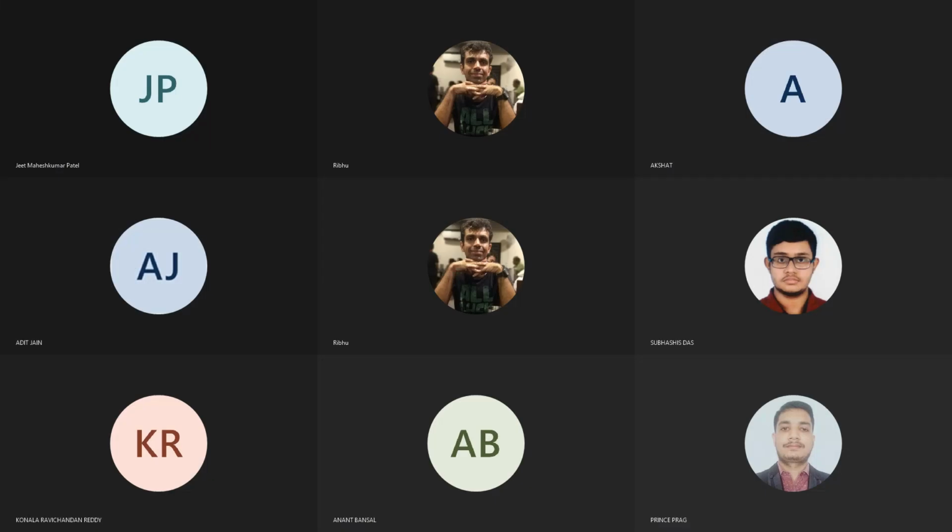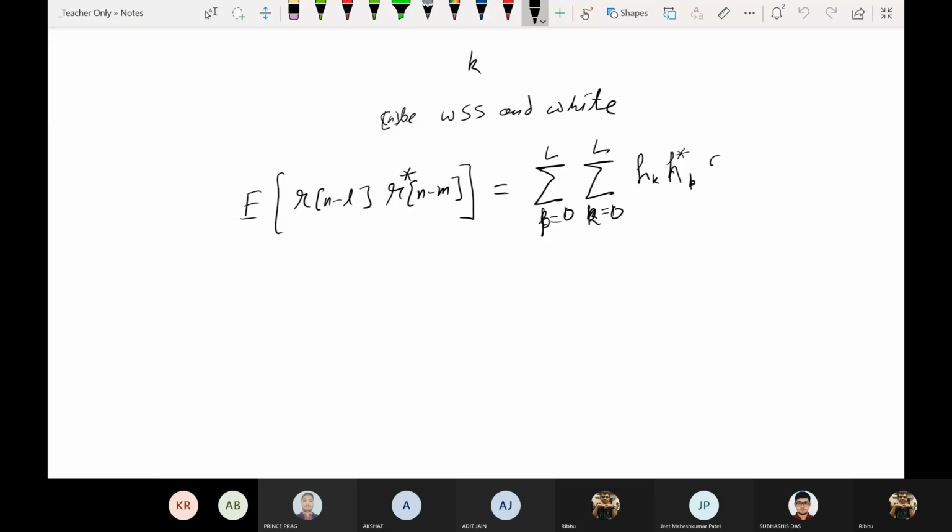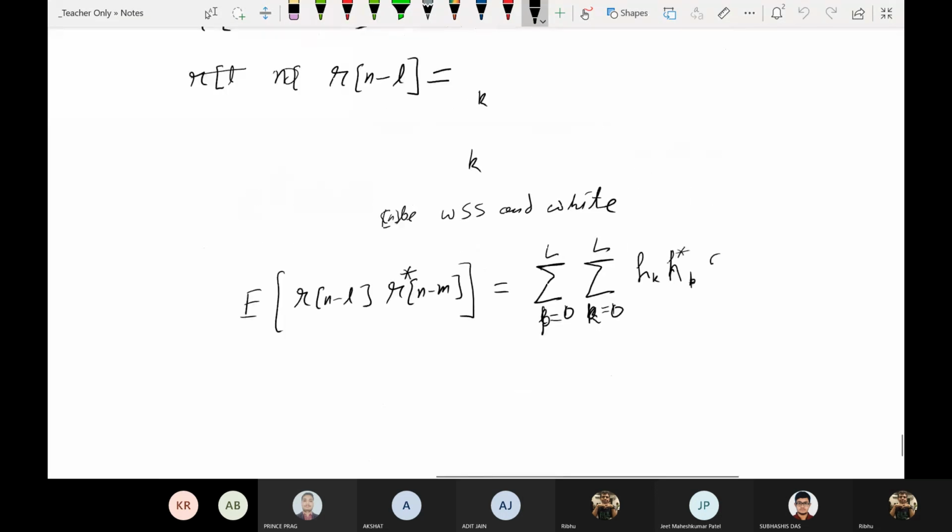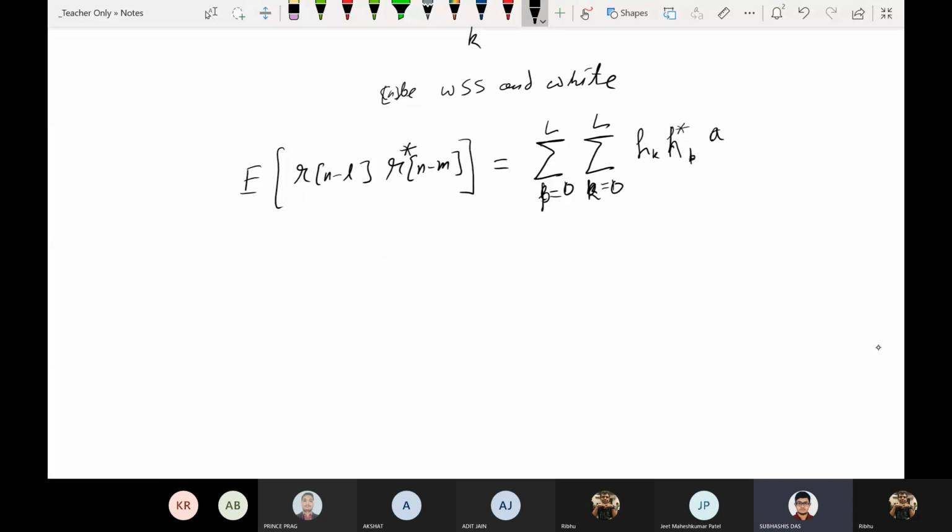HK, HP, what was the symbol that we used for data symbols? A, right? So A(n minus L minus K), A conjugate (n minus P). Oh, sorry, this should be K cross conjugation. This should be P, right?